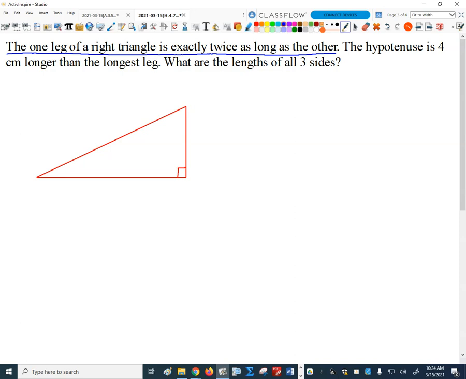Okay, good. Go hold that thought, I'll get right back to you. So we got x and 2x. Good. Okay, Sarah, what else were you going to say? And then the hypotenuse would be 2x plus 4.